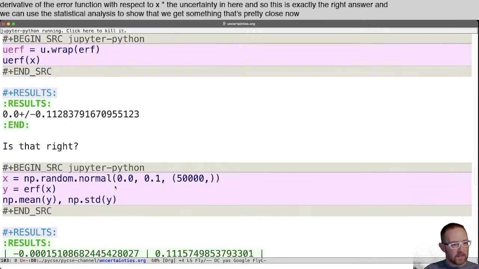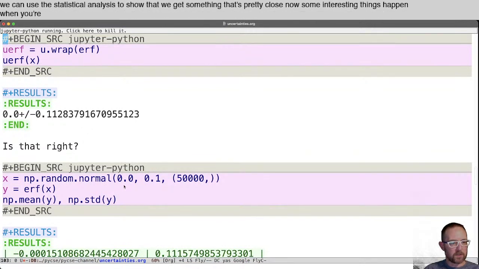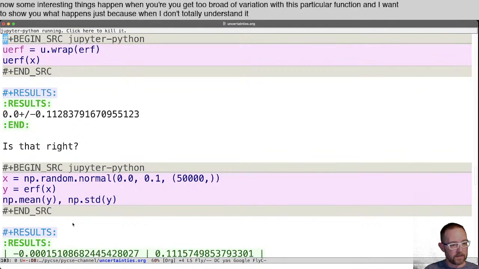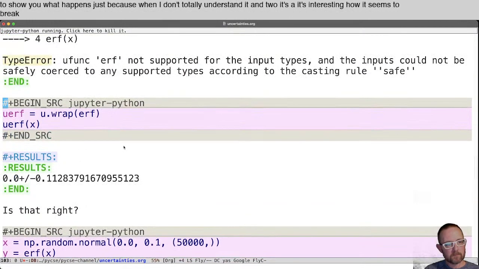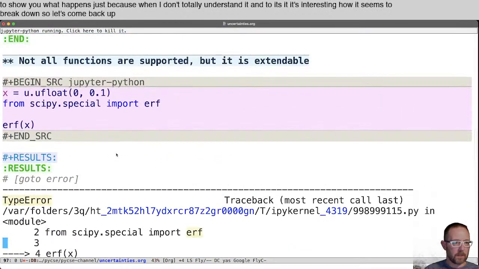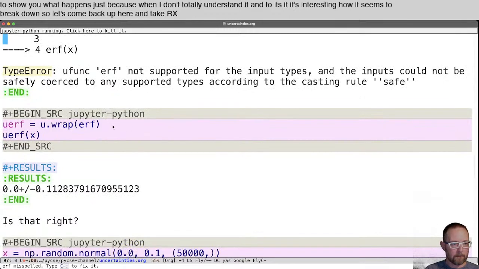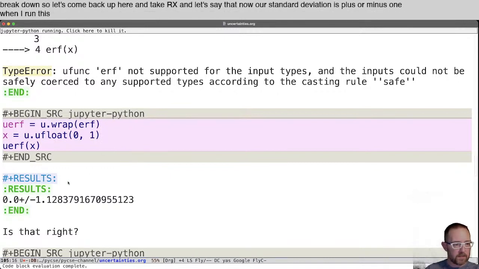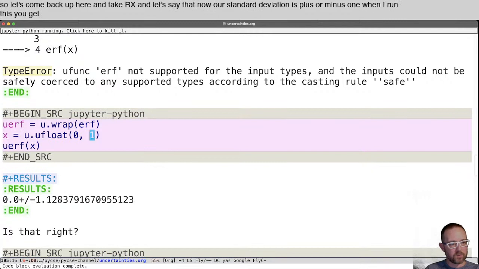Now, some interesting things happen when you get too broad a variation with this particular function, and I want to show you what happens, just because, one, I don't totally understand it, and two, it's interesting how it seems to break down. So let's come back up here, take our x, and let's say that now our standard deviation is plus or minus 1. When I run this, you get 0 plus or minus 1.128.